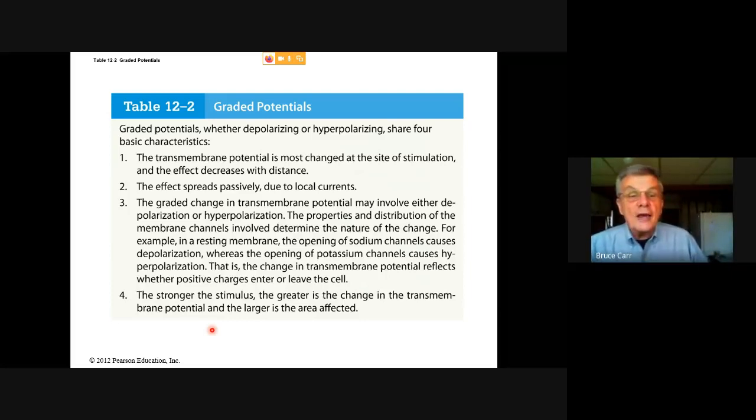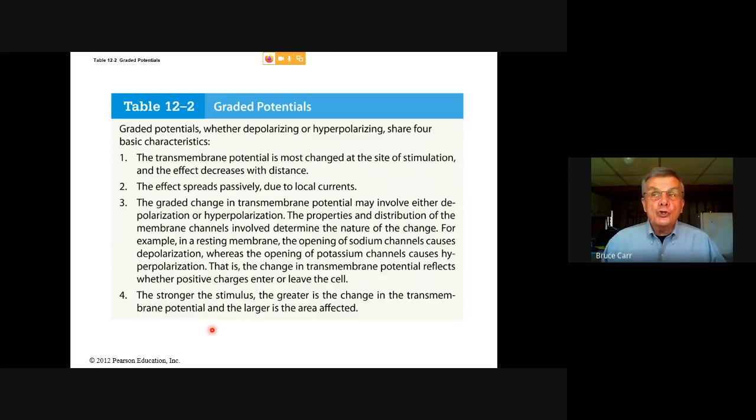Graded potentials can occur on every membrane all over the body, every type of cell, whether it's sensitive or not. Graded potentials can be depolarizing, meaning they're moving from minus 70 towards zero, or hyperpolarizing. They're moving from minus 70 to minus 75 and further away from zero. There are four basic characteristics of these graded potentials.